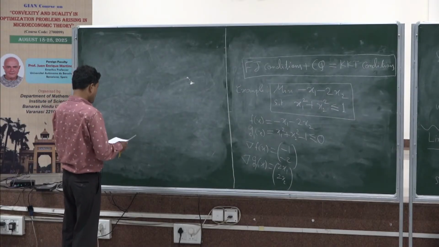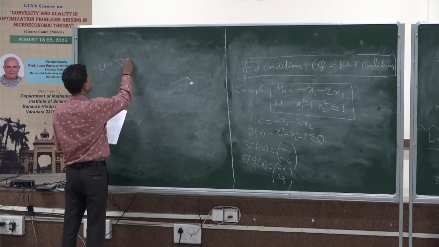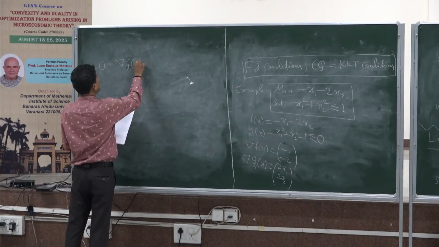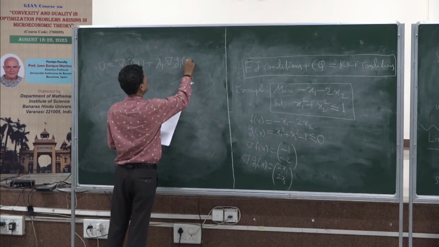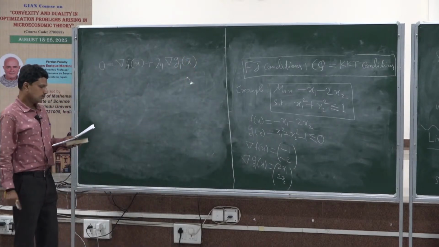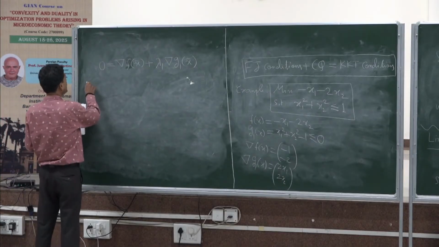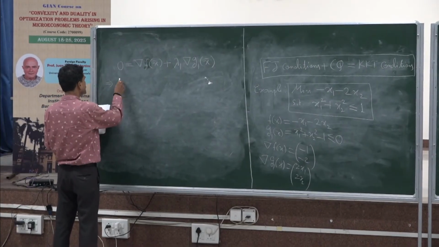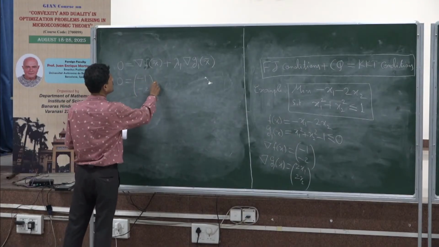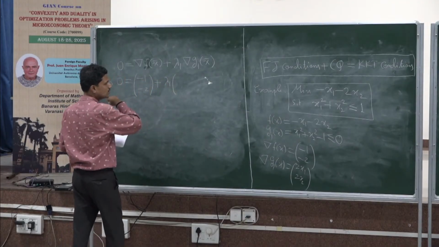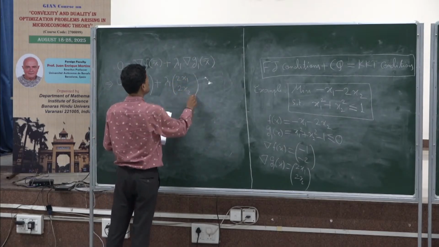So now we are having this, what will be the condition? This 0 must be the gradient of f at x bar plus lambda 1 times the gradient of g1 at x bar, right? But we don't know this x bar. And then we can write 0 is equal to minus 1, minus 2, plus lambda 1 times 2 x1 and 2 x2, at x bar.